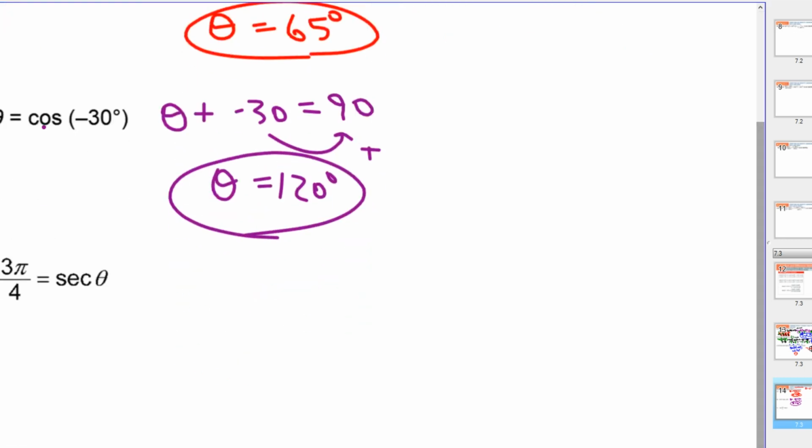Third one's harder because you're in radians. And so you wouldn't say they add up to 90, you'd say they add up to pi over 2, because that's the same thing, right? That's the same angle. So I'm looking at 3 pi over 4 plus theta equals pi over 2. Okay?